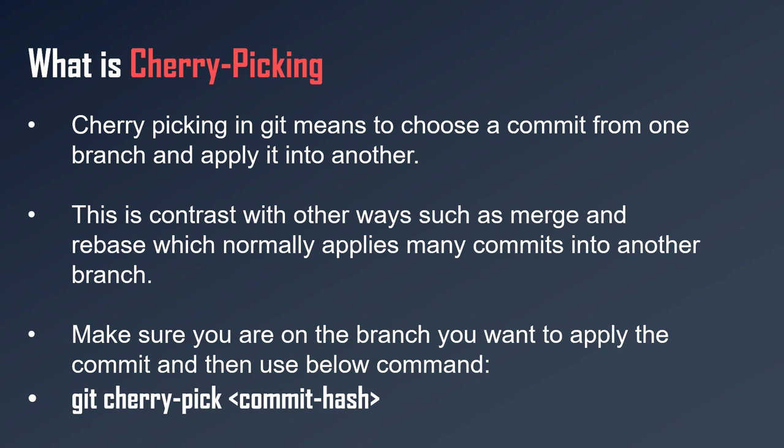This is in contrast with other ways such as merge and rebase, which normally apply many commits into another branch. So when you use git merge and rebase, you're basically going to apply many commits from one branch to another branch. But when we apply cherry pick, we are going to pick a specific commit from one branch and apply it to another branch.